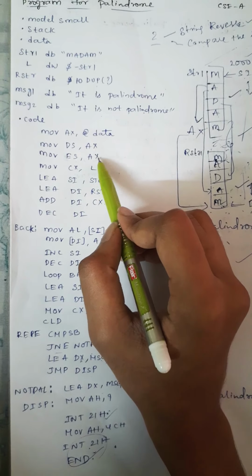So next, coming to A, the SI index register, the source index register, is incremented by 1. Similarly, A is moved into the DI, and here DI gets decremented by 1. So this process continues, that is, loop back. It continues until the string is reversed.